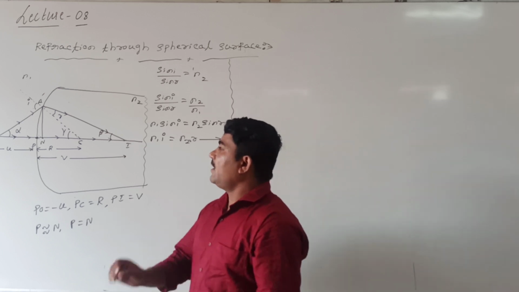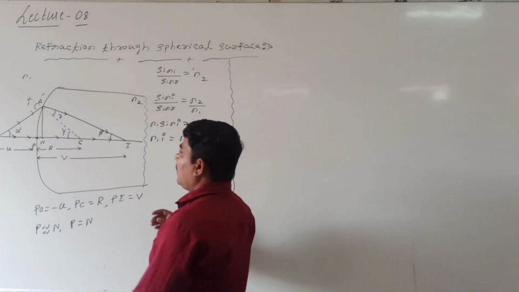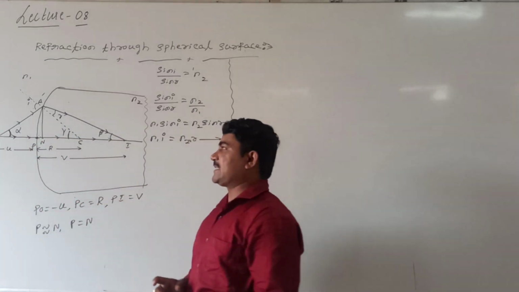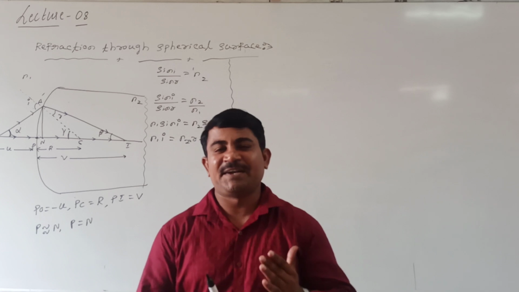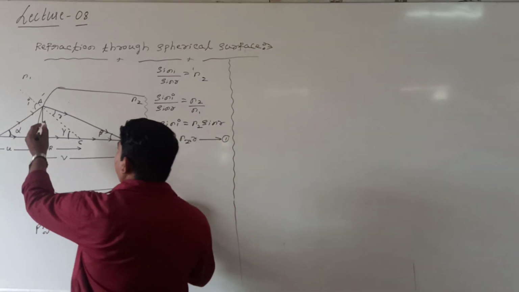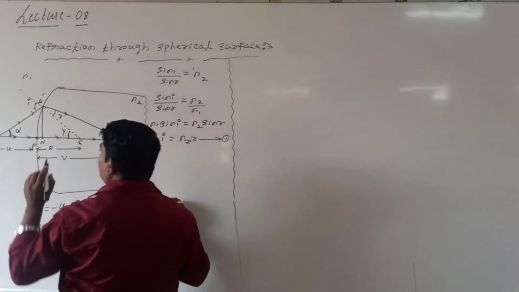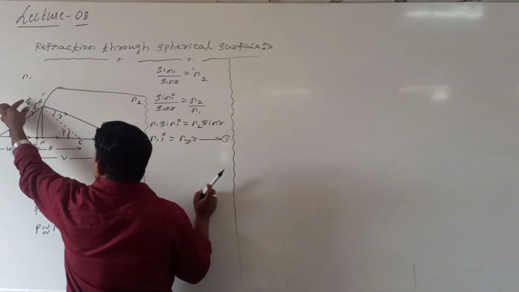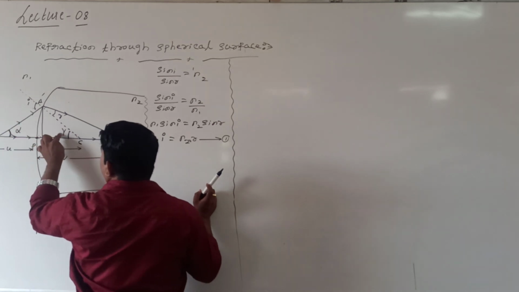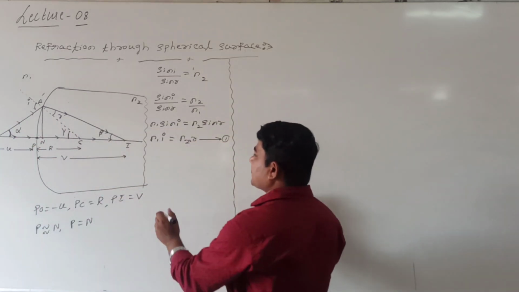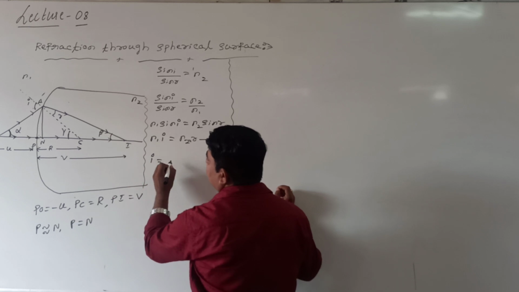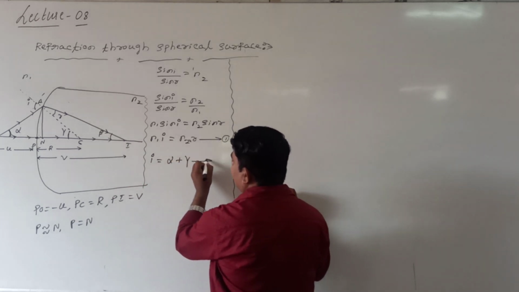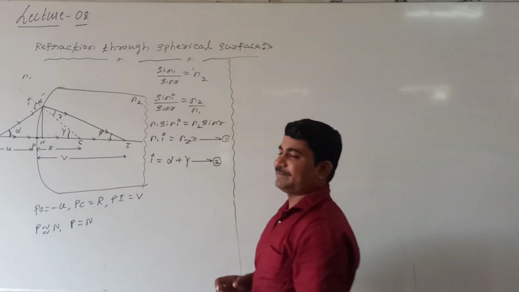See here. In this figure, what do we know? This alpha and gamma are interior angles, and i, the angle of incidence, is the exterior angle. From geometry, what we know is that the exterior angle is equal to the sum of the interior angles. Exterior angle means i. So i is equal to alpha plus gamma. I can take this as equation number 2.